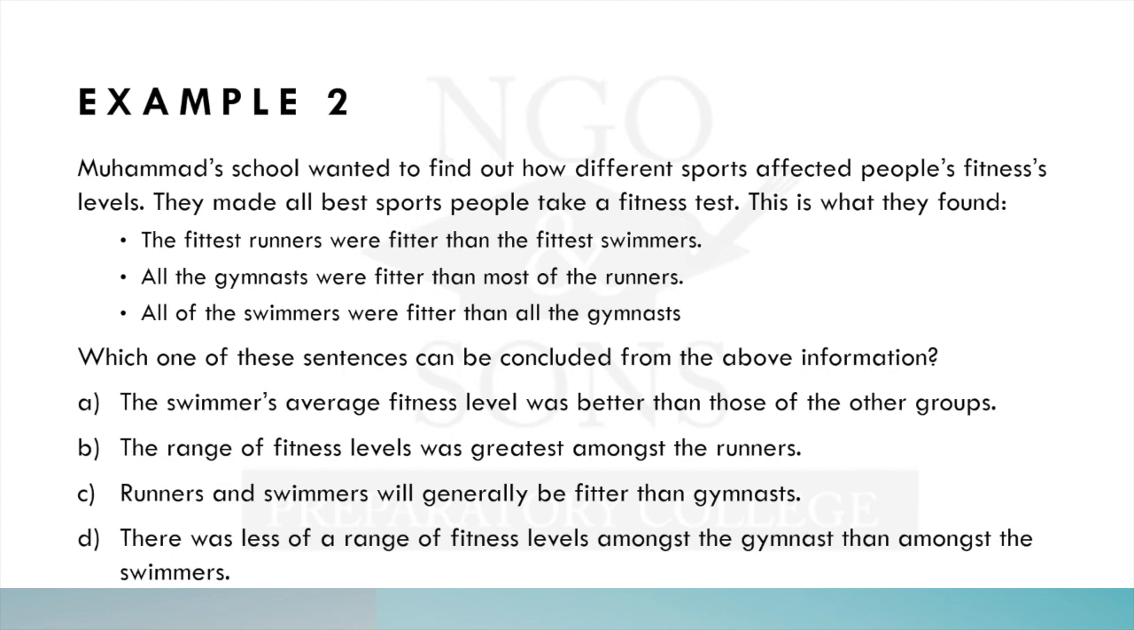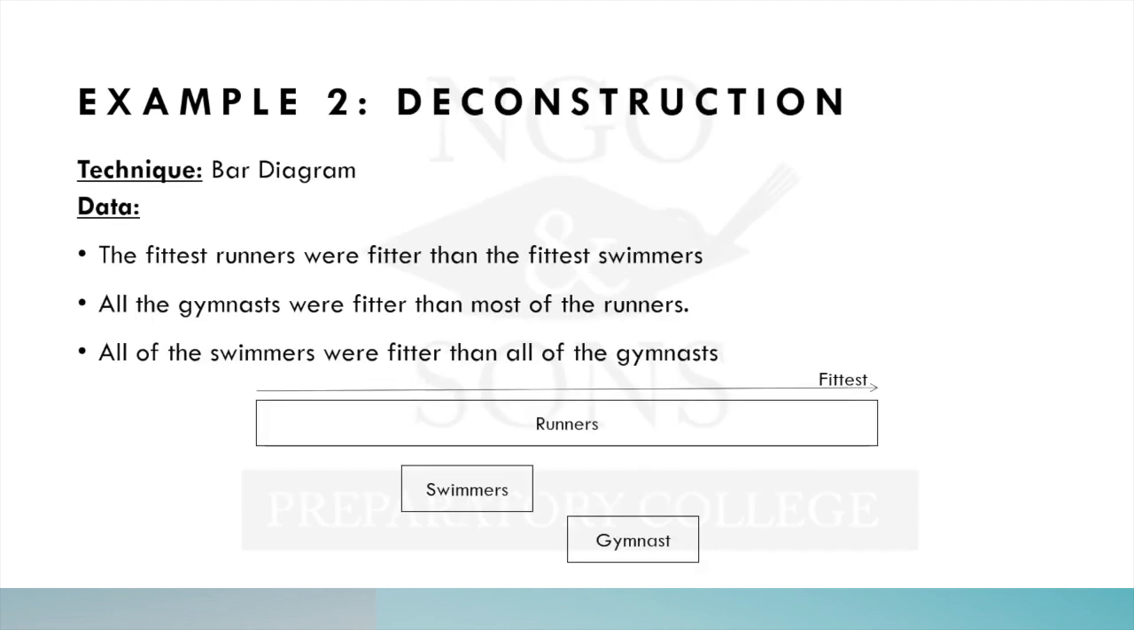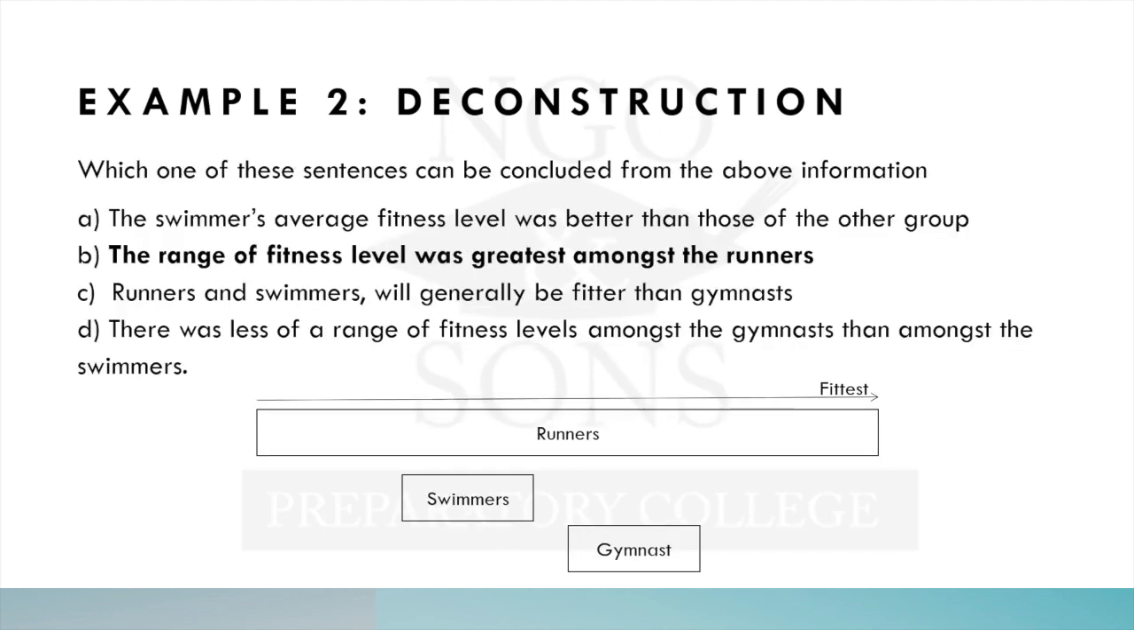Now, using a bar graph, the information would look like this. We can see here that there is a range of fitness. The gymnasts are definitely all fitter than the swimmers, but the runners have a wide range of fitness. Some runners will be fitter than swimmers and gymnasts, but there will be some runners that are less fit. Runners will have a wider range of fitness than the others. Hence, the answer is B. The range of fitness levels was the greatest amongst the runners.